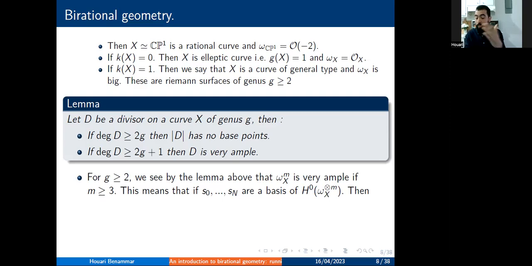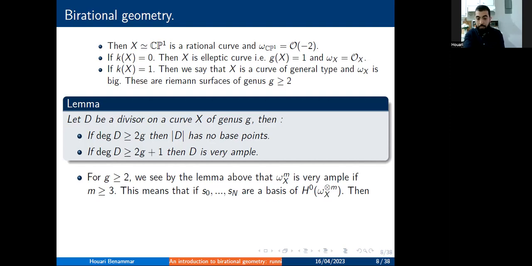By this divisor. Okay, so for a curve of genus g bigger than 2, we see by the lemma above that the pluricanonical bundle is very ample if m is bigger than 3. So we take the second point in the lemma, and we can see that for m bigger than 3, this is very ample because the degree of omega_X is 2g minus 2. So when we multiply by m, and m bigger than 3, this is very easy.